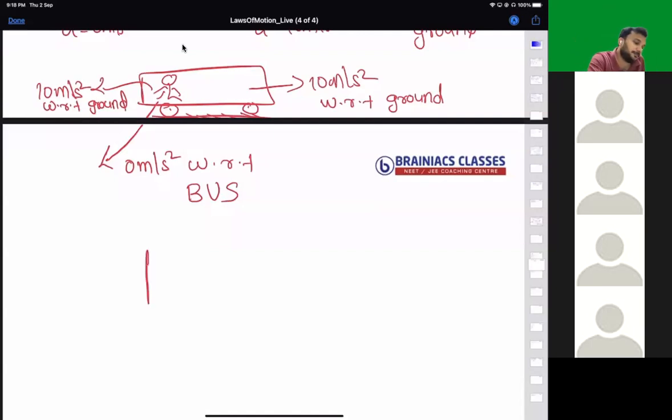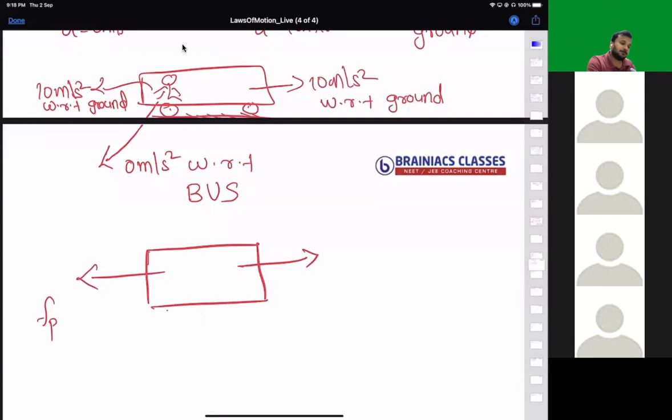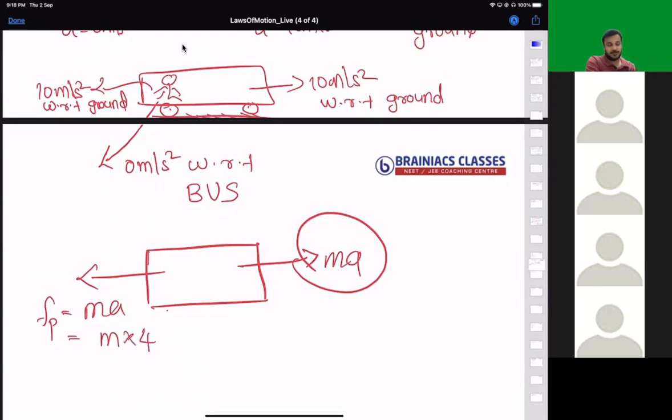Now look into this here on the board. The frame of reference box is moving in this direction, so we have a backward force, and this force is called pseudo force, F_P. Pseudo force is equal in magnitude to the forward force. So what is the forward force? m a. Now we write the pseudo force: F_P = m a. What is the value of acceleration of the block? It is 4. So it is m into 4, the backward force. That is called pseudo force.